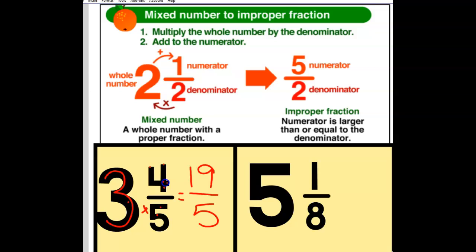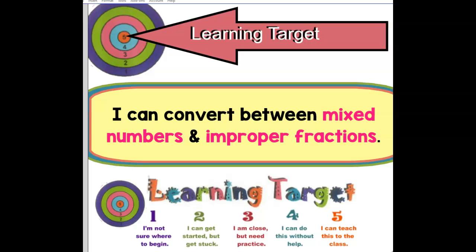Well, I've got to change my 5 into eighths. Each whole is going to have 8 eighths in it, so we're going to go 8 times 5, which is 40, plus that 1 more is going to give me 41 eighths. So 41 little eighth pieces would be the same as 5 1/8. So look at these examples. Look at the strategy that we used and see if you can use that strategy today as you do the assignment. So if we look back at our learning target, I can convert between mixed numbers and improper fractions.